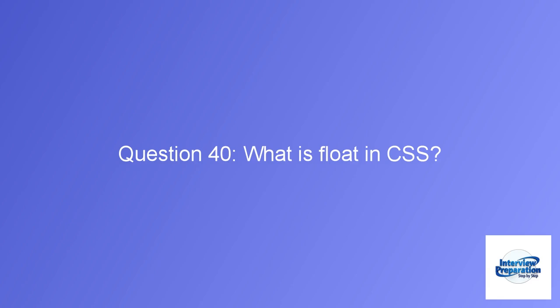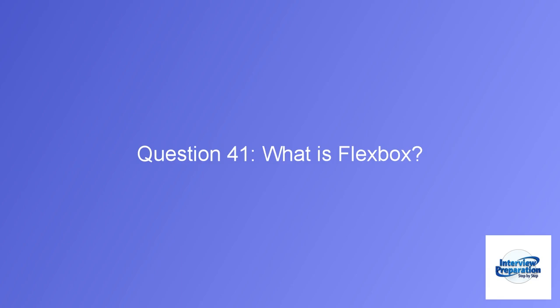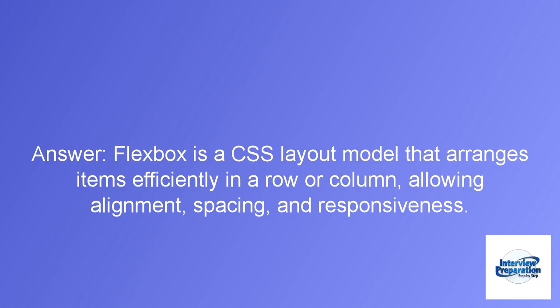Question 40. What is float in CSS? Answer. The float property positions elements to the left or right, allowing text or content to flow around them. Question 41. What is Flexbox? Answer. Flexbox is a CSS layout model that arranges items efficiently in a row or column, allowing alignment, spacing, and responsiveness.